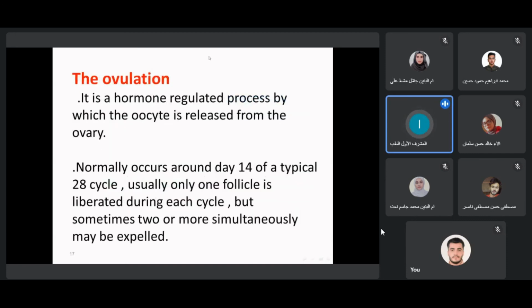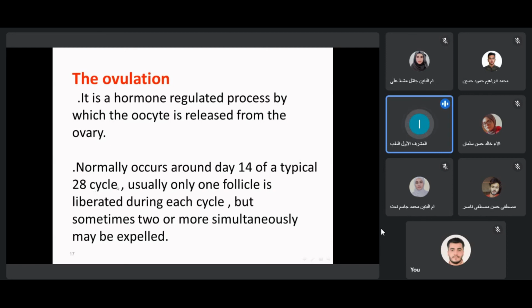The process of ovulation is a highly regulated hormone process in which usually a single oocyte is released from the ovary. The normal menstrual cycle duration ranges from about 21 days to 40 days. The average is about 28 days.